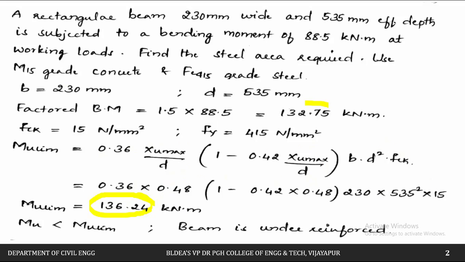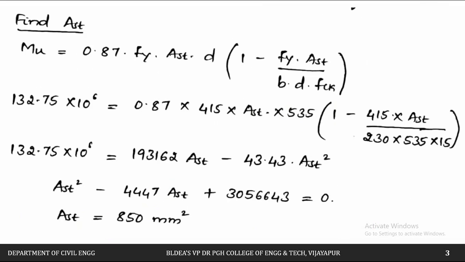Our factored bending moment is 132.75. So 132 is less than 136. That is, Mu is less than Mu lim, the limiting moment. Therefore the beam is an under reinforced section. Next we will calculate the area of steel.